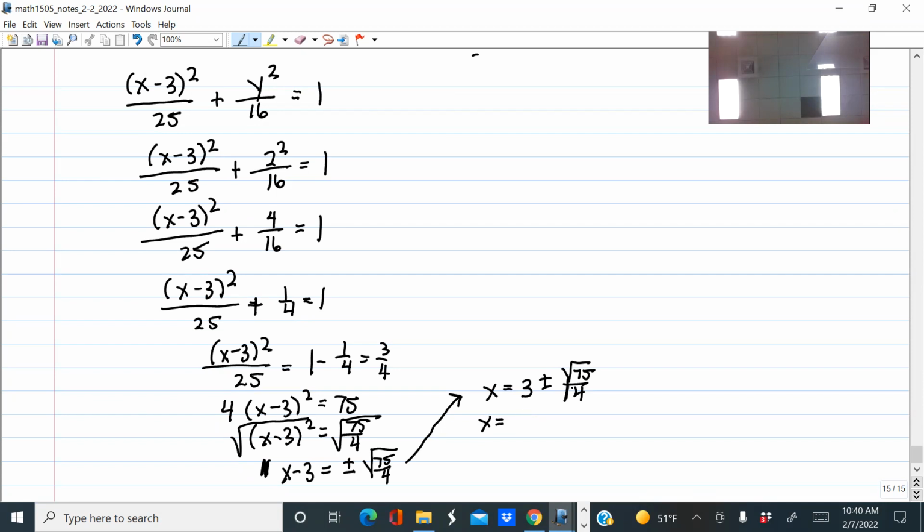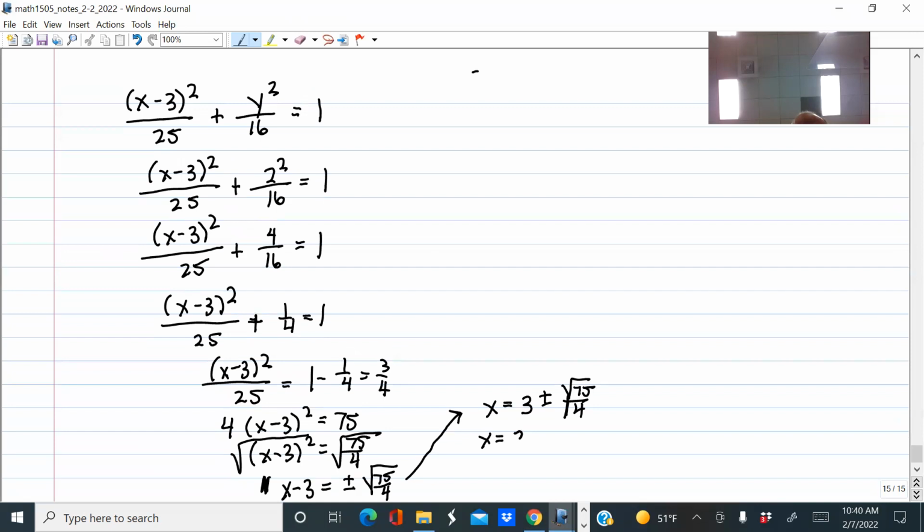So you can't completely simplify them because 75 over 4 is not a perfect square. So this is not going to completely simplify. But let me show you what you can do by hand. Since you have the square root of the fraction, you can break the square root into top and bottom. And that helps because 4 is a perfect square, so its square root is 2, right? So you get 3 plus or minus the square root of 75 over 2. That's better, right?